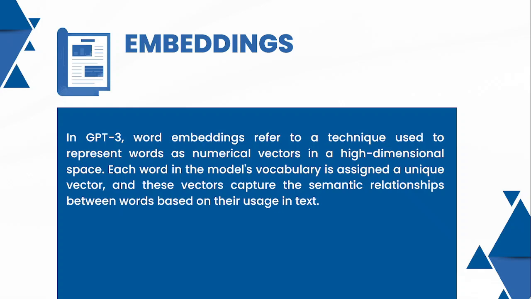So what are embeddings actually? In GPT-3, word embeddings refer to a technique used to represent words as numerical vectors in a high dimensional space. Each word in the model's vocabulary is assigned a unique vector, and these vectors capture the semantic relationships between words based on their usage in text. So let's try to visualize what is going on actually.